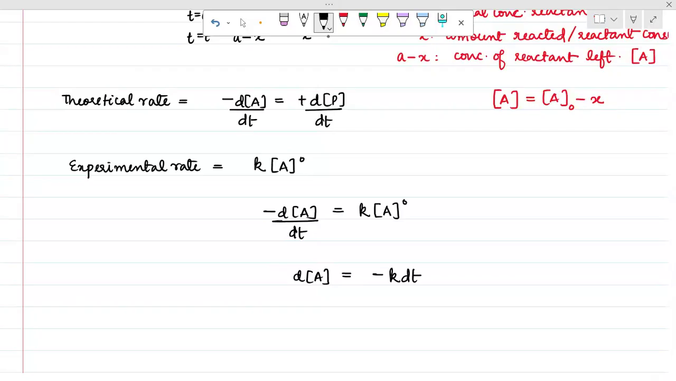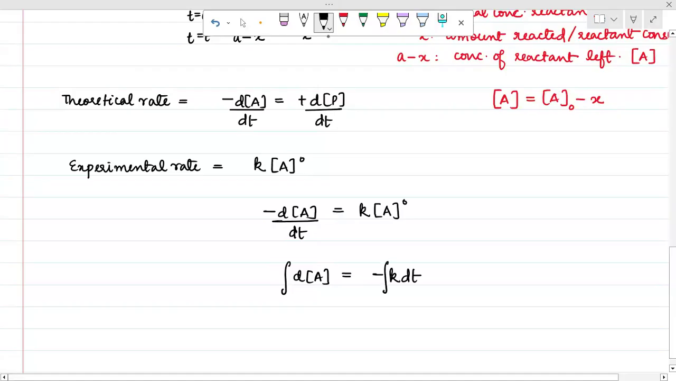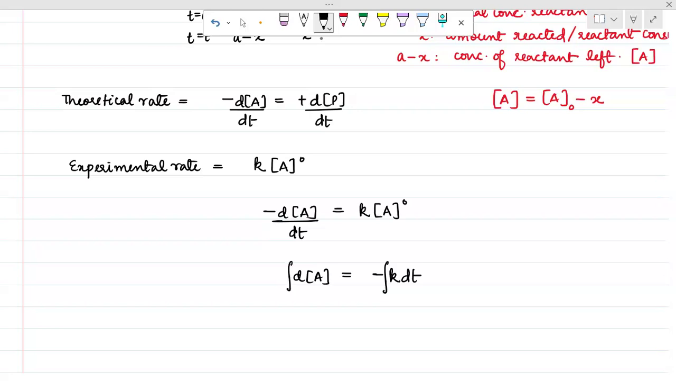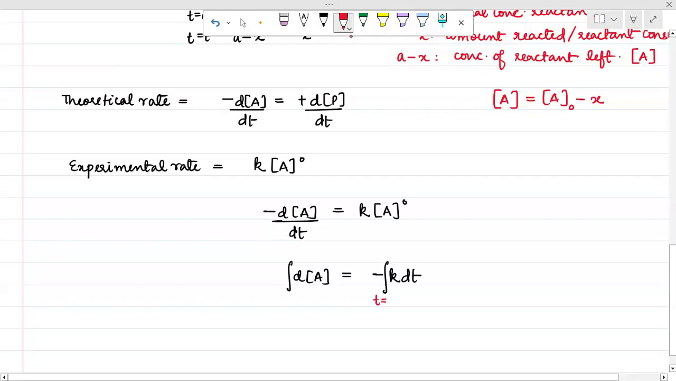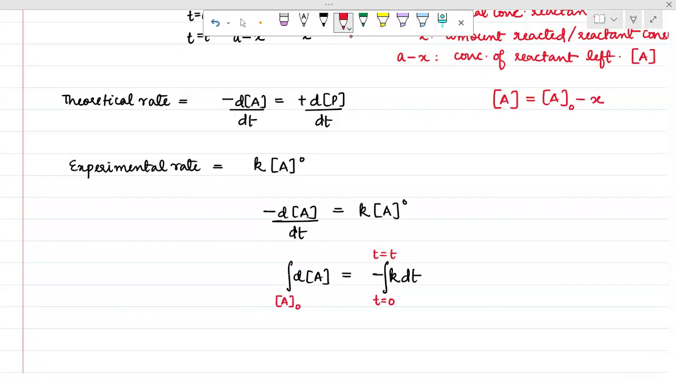Now I'll integrate this. We have to put the limits for integration. What is the starting point of the time? Time t is equal to 0. At that time, the initial concentration of the reactant is A naught. And the reaction goes up to time t, where the concentration of the reactant is just A. So these are the limits.